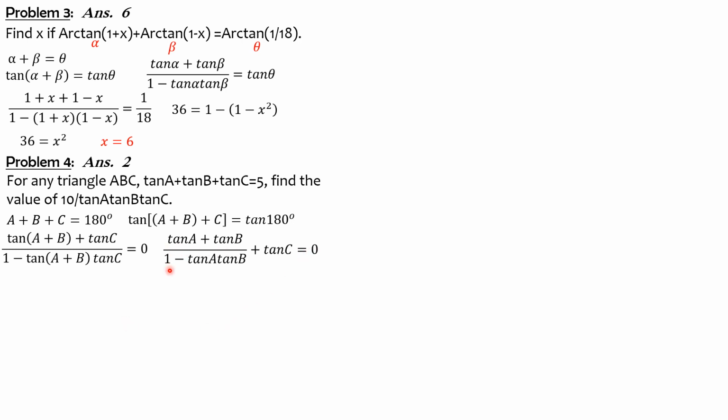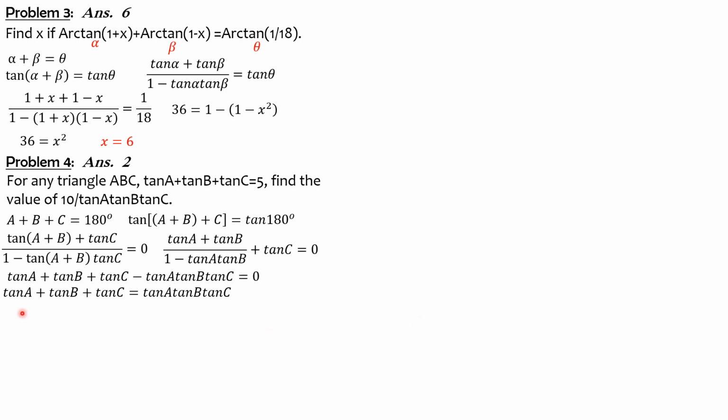Multiply everything by 1 minus tangent A tangent B. Then we'll have tangent of A plus tangent of B plus tangent of C times this, which is tangent of C minus tangent of A tangent B tangent C equals 0. So tangent of A plus tangent of B plus tangent of C minus tangent of A tangent of B tangent of C equals 0. So that means tangent of A plus tangent of B plus tangent of C equals tangent of A times tangent of B times tangent of C.